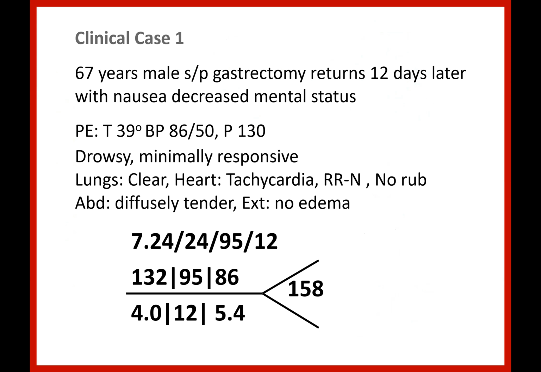A 67-year-old male, status post gastrectomy, returns 12 days later with nausea and decreased mental status. Temperature 39, BP 80/50, hypovolemic, pulse rate 130, tachycardia, drowsy, minimally responsive, lungs clear, heart tachycardia, respiratory rate is normal, there is no hyperventilation, there is no hypoventilation, that's important for us, and there is no pleural rub or anything. Abdomen diffusely tender. Externally there is no edema of the extremities. There is no heart failure or retention of water. Now the values are 7.24, 24, 95 and 12.